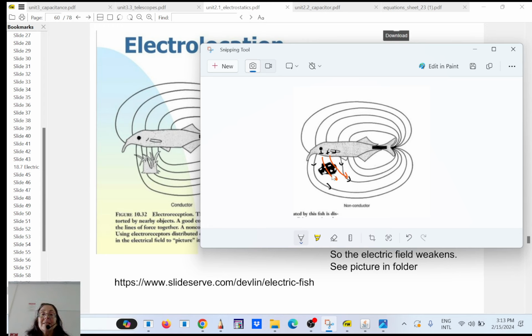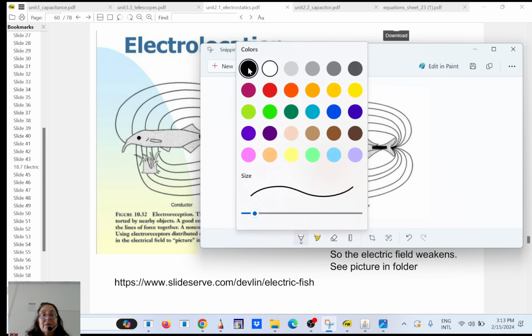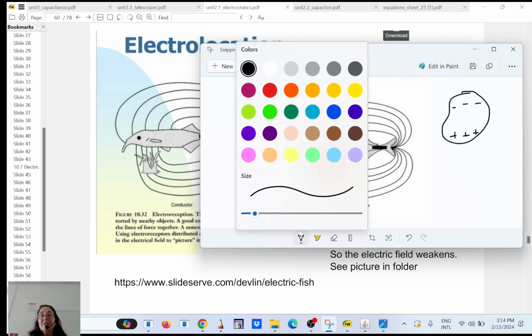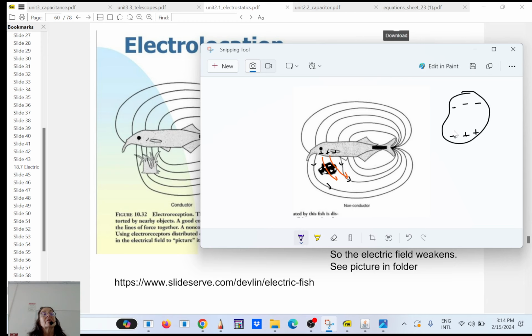So inside that material, I'm going to make the material big. It has minus here, plus here, because it's not conducting, so it gets polarized. So it's making its own electric field. Which way is its own electric field going to go? From plus to minus. So this electric field inside will weaken the electric field outside, because this one goes down, that one goes up, so they cancel each other. So you're going to have less electric field here.